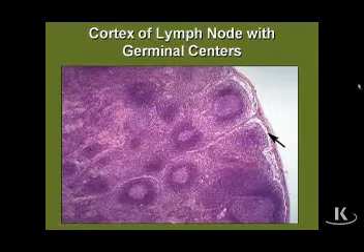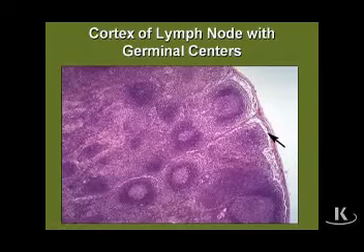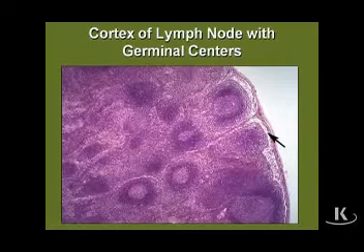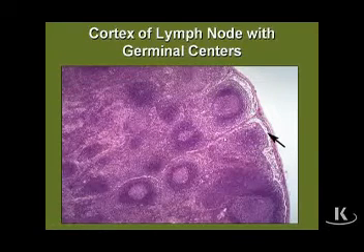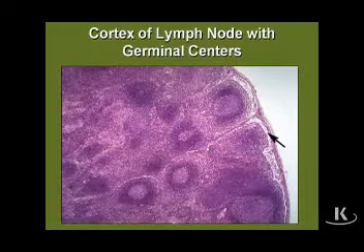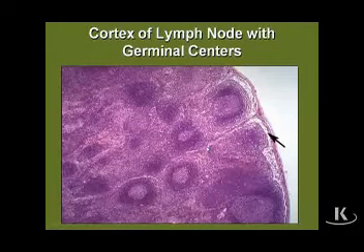And then extending down, as indicated by my arrow, between adjacent cortical regions is a paratrabecular region carrying basically lymph through a paratrabecular sinus into the interior of the node.